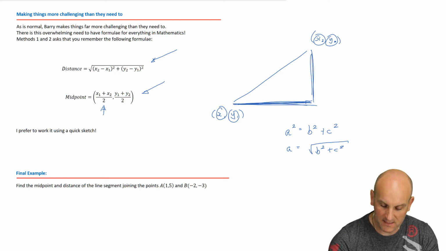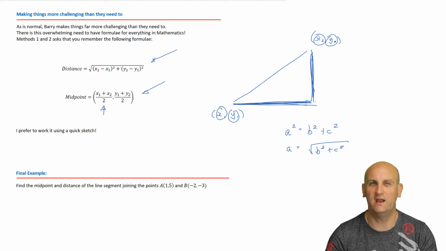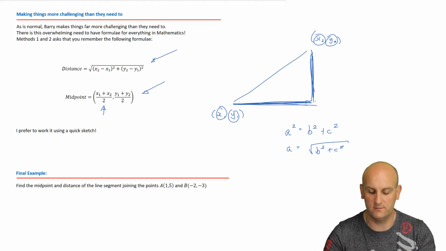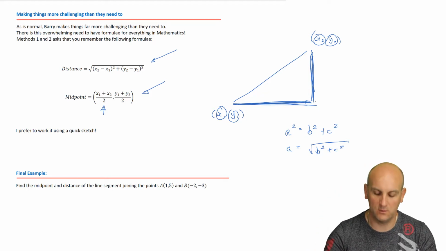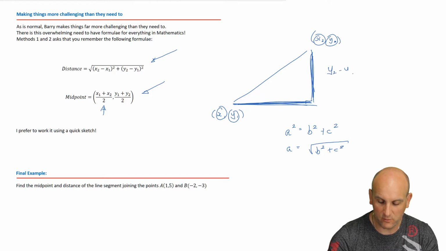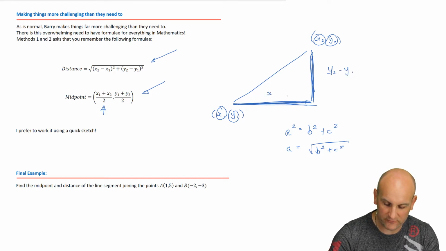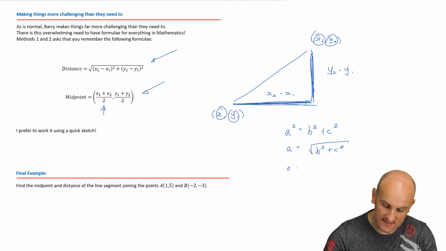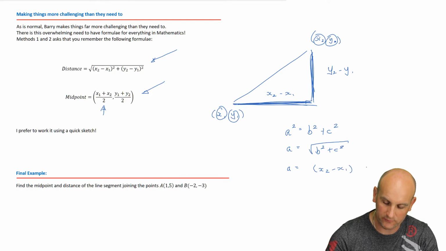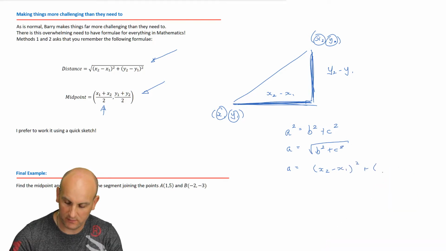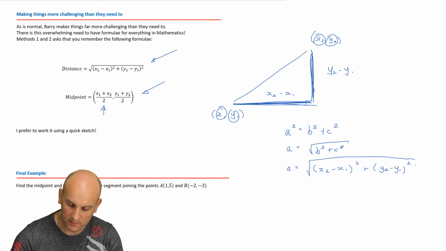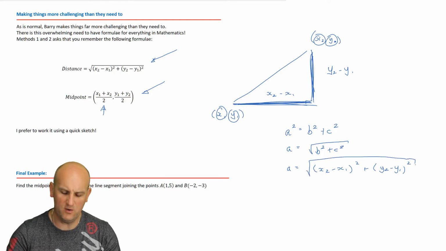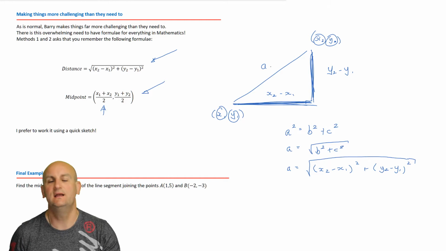And c may be this distance here. Well, how do I find the distance if I've got general formulas? Well, I just do my y2 minus y1 here, and this is my x2 minus my x1 there. So substituting those in, a becomes equal to, well, b now we can write down as x2 minus x1 all squared, plus c we can write as y2 minus y1 all squared, and finish it off with the square root sign. And lo and behold, if we say that a is distance, there's my formula.